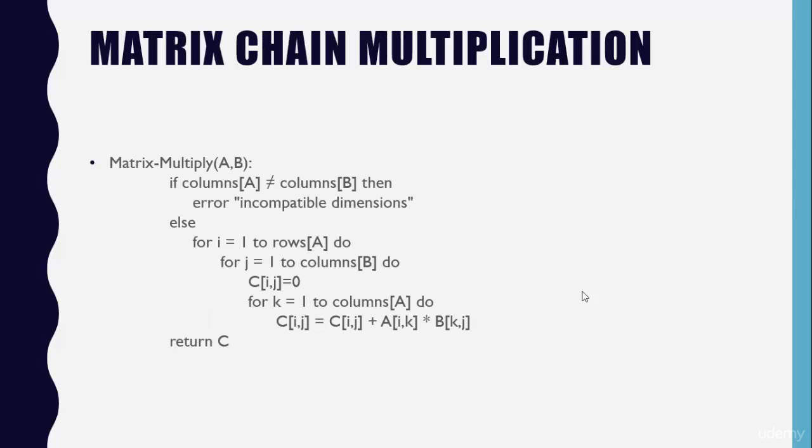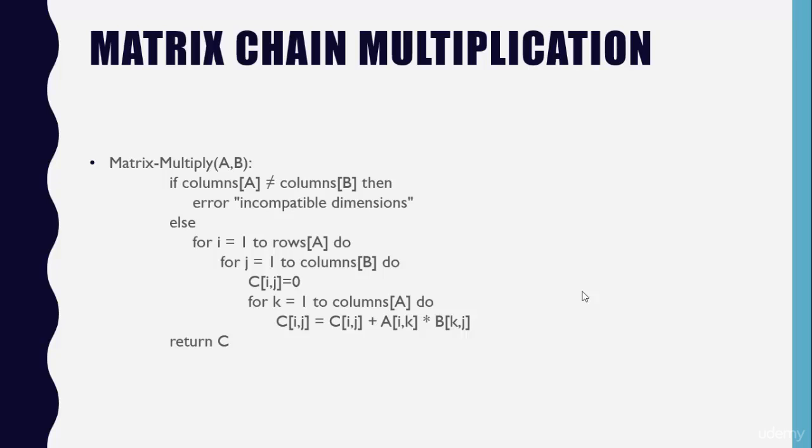Let us look at matrix chain multiplication. Let's start by analyzing the cost of multiplying two matrices. Matrix multiply A, comma B. If columns A not equal to columns B, then the error message incompatible dimensions should be displayed.